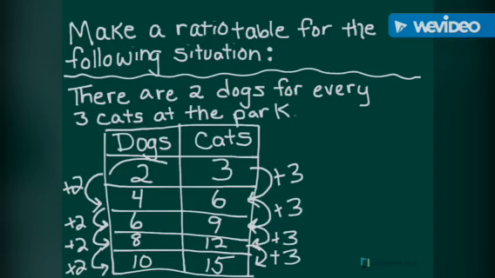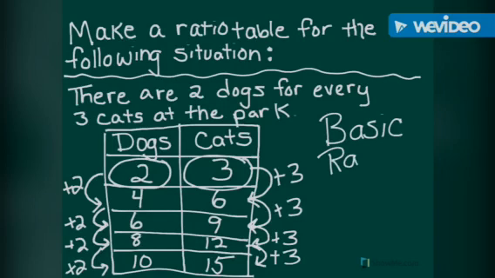I can circle my 2 unit rates at the top. This is also known as the basic ratio. The basic ratio is the unit rate that you started out with. It is the constant rate that we are increasing by each time.